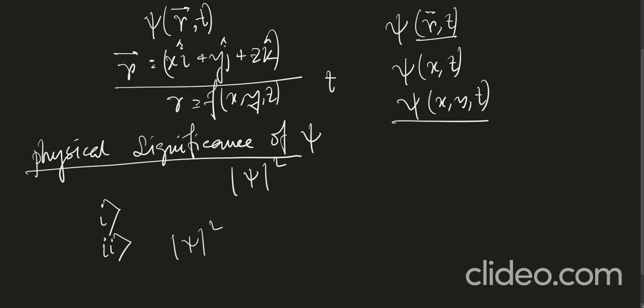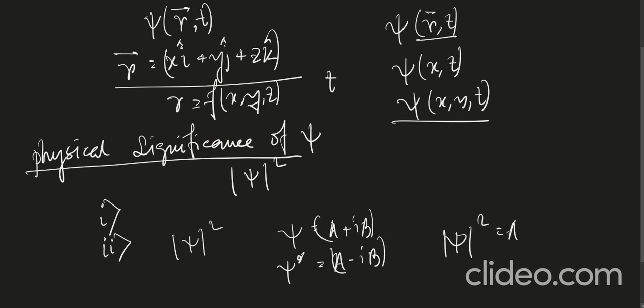So if we write the complex quantity psi equals a plus ib, then psi star has the imaginary part with a negative sign, and the probability density psi square is always equal to a square plus b square. That means this psi square is also denoted by psi into psi star.